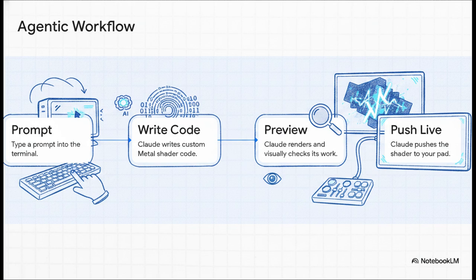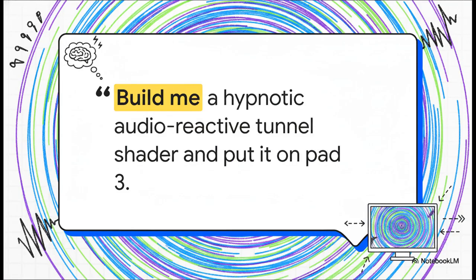First, you open your terminal and just type a plain English command to Claude. Second, Claude writes a custom Metal shader code right then and there, utilizing the templates built into VKO1. Third, it renders a preview completely off-screen, analyzes that image to make sure it actually matches what you asked for, and squashes any bugs. And finally, step 4, it pushes that fully compiled, error-free shader directly to a live pad on your grid.